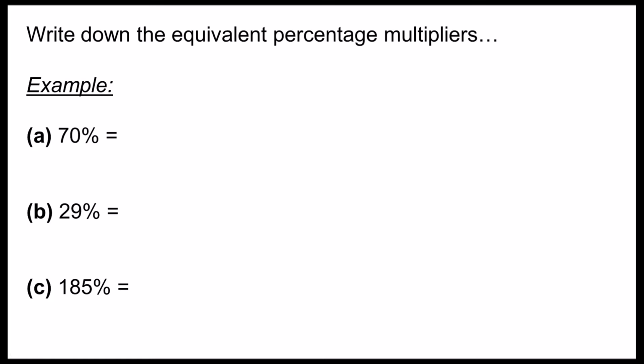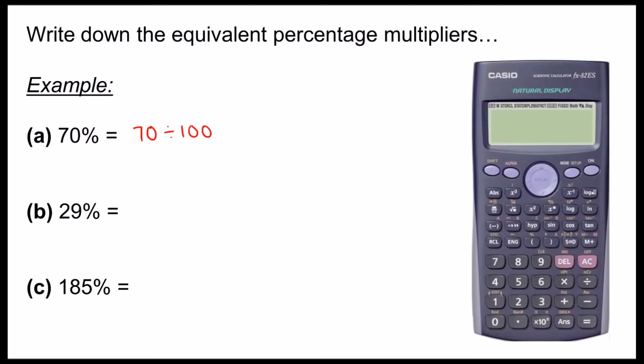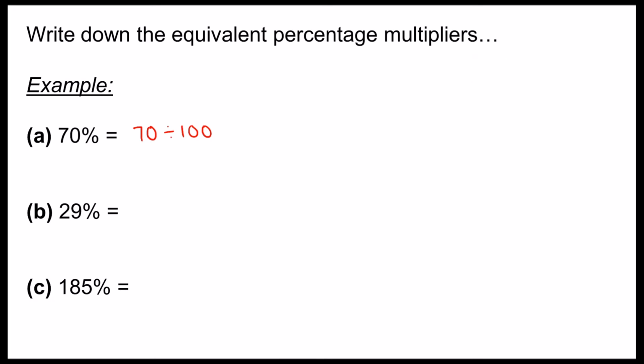So let's start off with percentage of amounts. If I want to work out the percentage multiplier, I need to convert that percentage into a decimal. I can do this by dividing by 100. So in my first example, I want to work out 70% as a multiplier. I would therefore do 70 divided by 100. Now, I can work that out in my head, although I do have a calculator that I can use. So 70 divided by 100 gives me an answer of 0.7. Therefore, my percentage multiplier is 0.7. I can write that down.